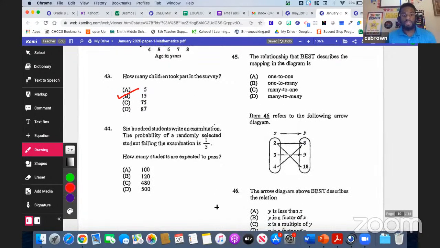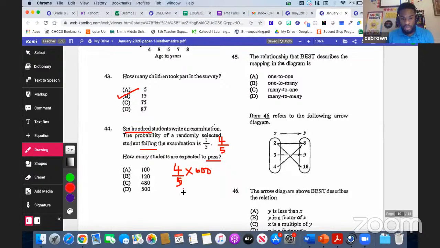600 students write an examination. The probability that a randomly selected student failing the exam is 1/5. How many students are expected to pass? Pretty easy. If we know that 1/5 is expected to fail, then it means that the remainder, which is 4/5, are expected to pass. So we can find 4/5 times 600 students.